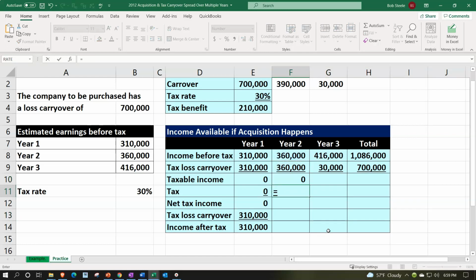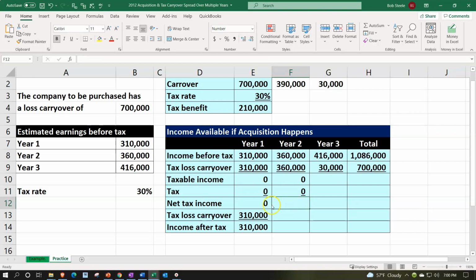The tax would be that 0 times the 30%. Or, of course, we can copy this one across. But if I was to do so, that 30% I don't want to move that one. So I'd have to make B11 an absolute reference. Remember that anything that's outside your table, that's often the case. So I'd have to go into that one and say F4, $ before the B and the 11. And then I can copy that one across if I wanted to do it that way.